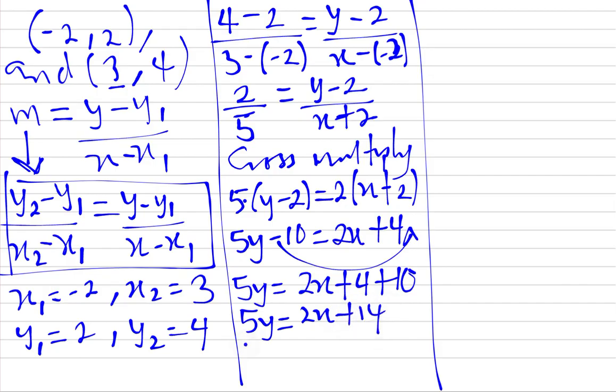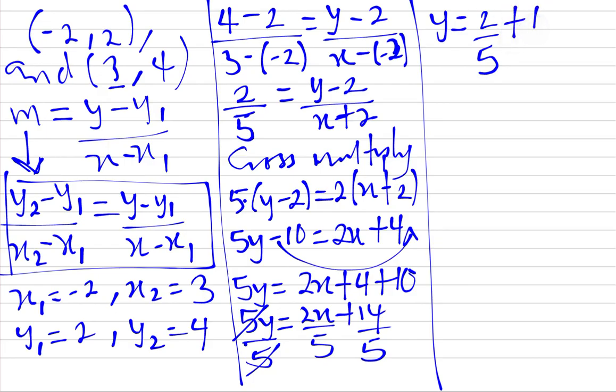Then what's the next thing to do? I'll divide through by 5. I'll divide everything by 5 because you want to make y the subject of the formula. So 5 cancels 5, and I will have y equals 2 over 5x, then plus 14 over 5. So that means our m here is 2 over 5. Are you seeing that?